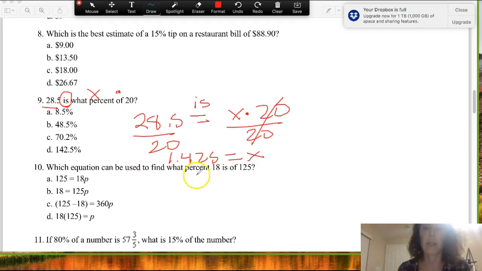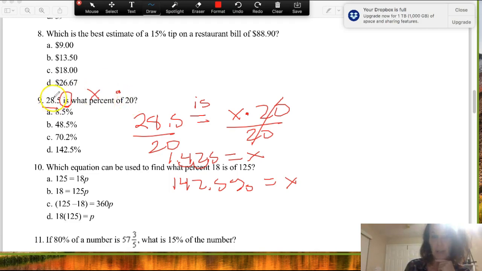That is not in a percent. To change to a percent, I move over 2 decimal places. 1, 2, okay? So 142.5% is X. So think about it logically, is 28.5 142.5% of 20? Well, yes, because 28.5 is bigger than 20. So it's going to be more than 100%.